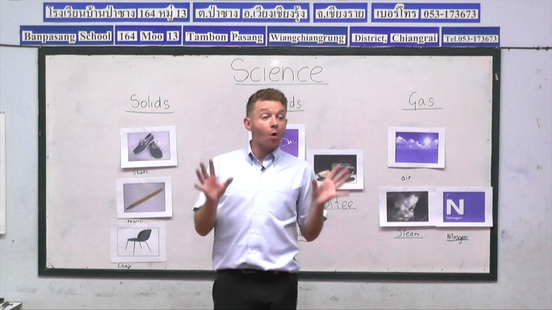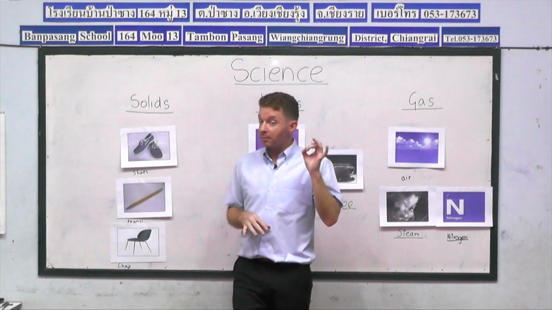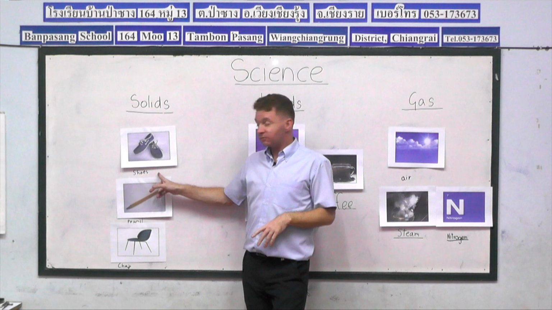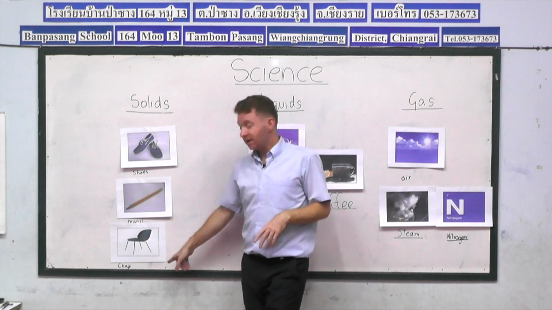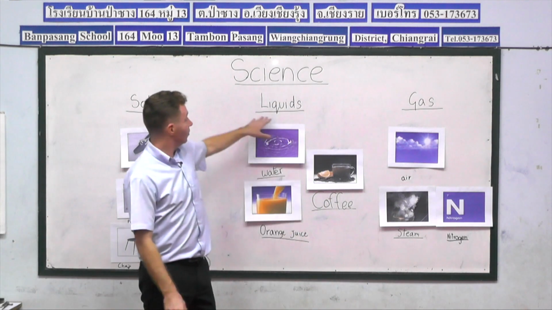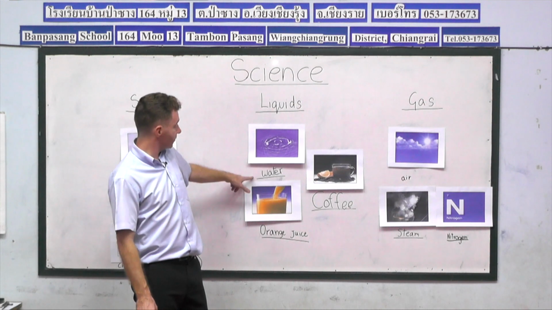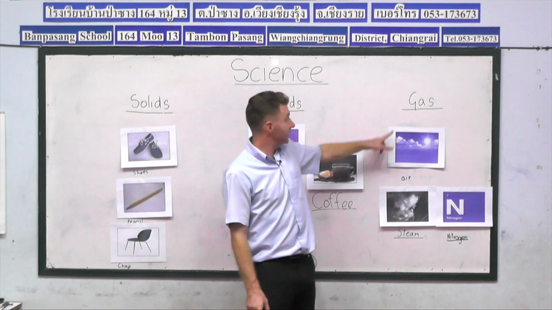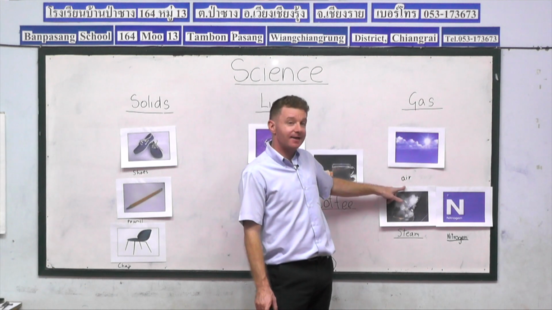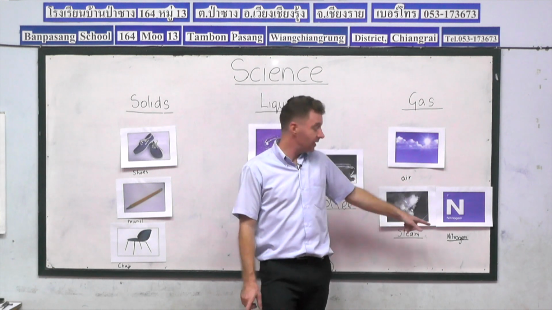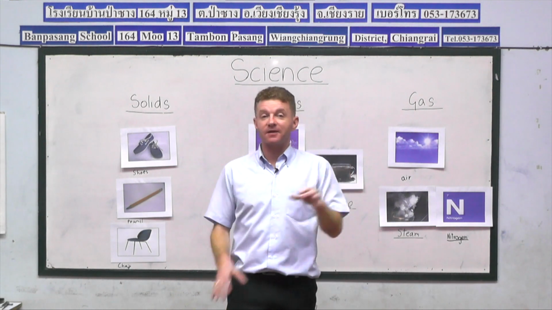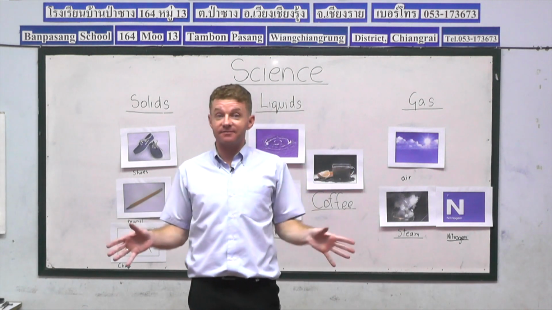So now we've got all the vocabulary on the board. We can practice speaking one more time. Solids. Shoes. Pencil. And chair. Liquids. Water. Orange juice. Coffee. Gas. Air. Steam. And nitrogen. Examples of the three states of matter and the various objects they consist of.